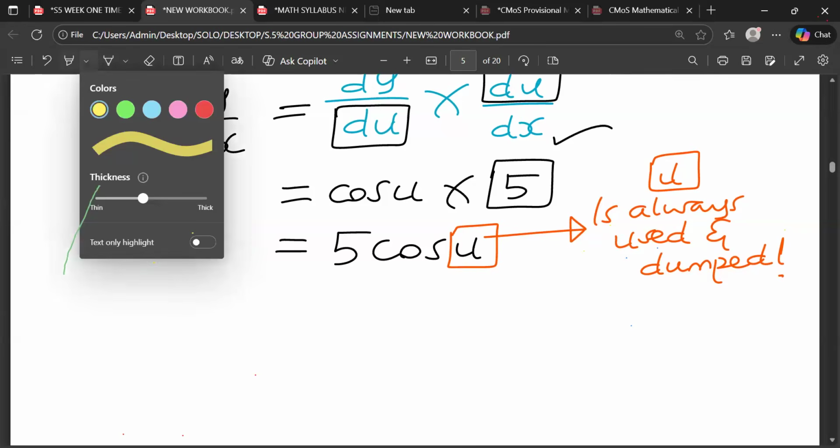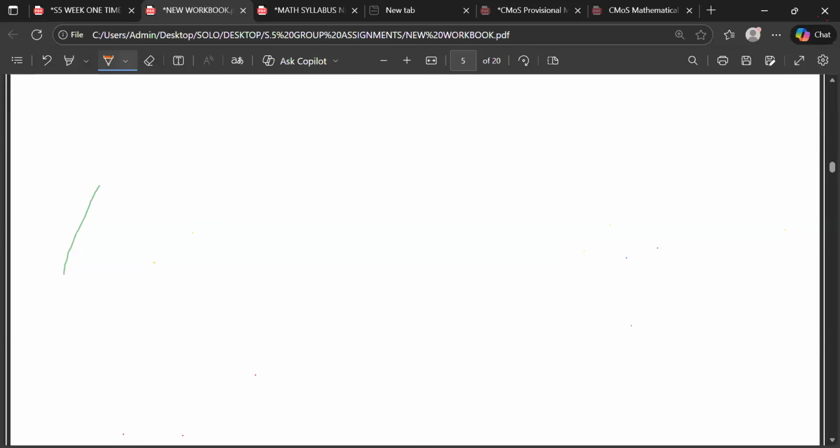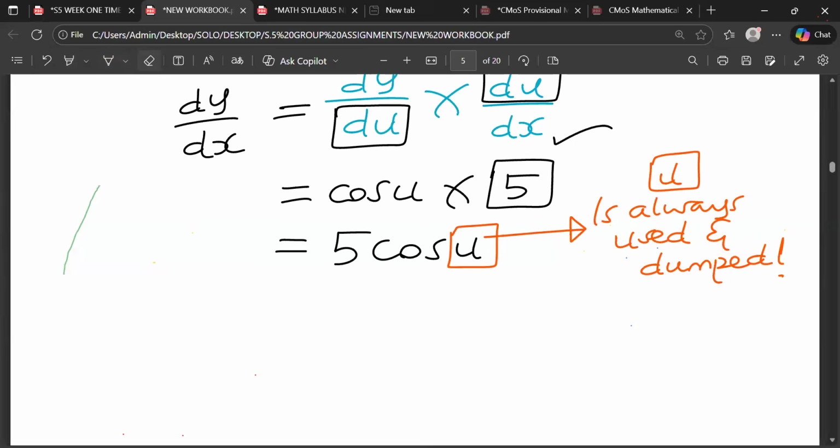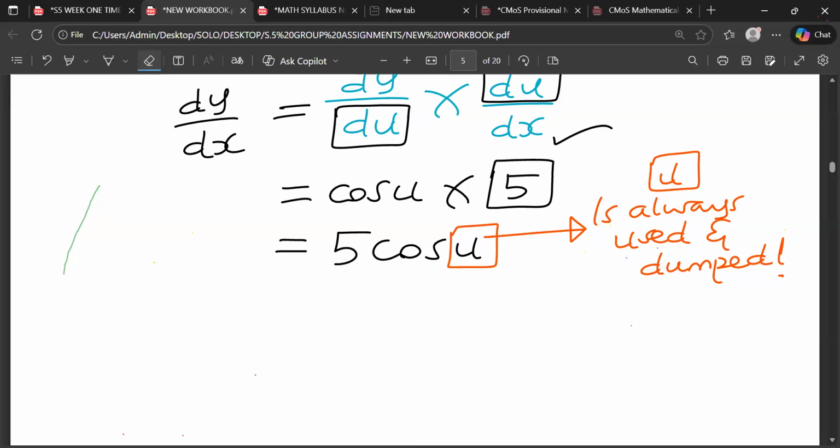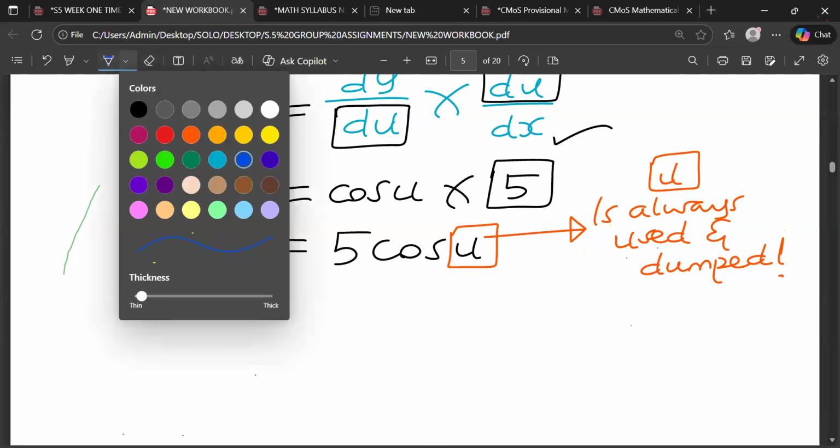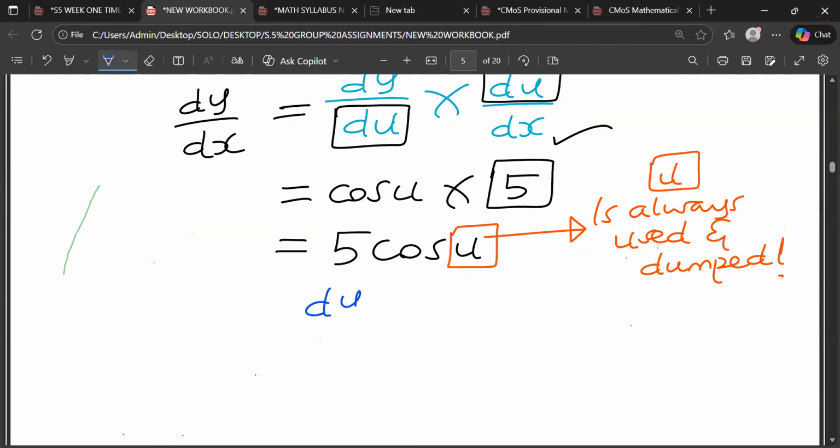After that, we are supposed to do replacements, because the u was not part of us in the beginning. So we shall have our dy dx being what? 5 cos, and our u was what? 5x.